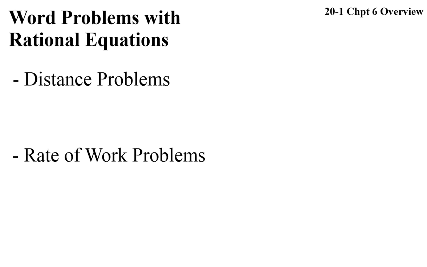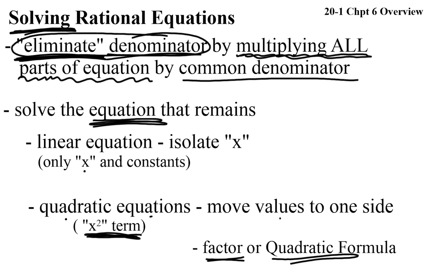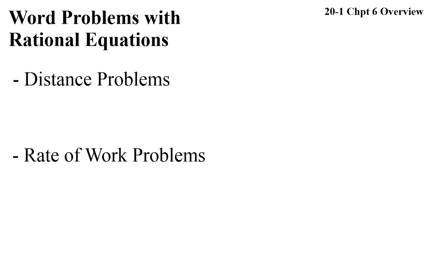So the last bit that we talked about was the word problems with rational equations. Solving is going to be what we just reviewed, solving rational equations. That's what the word problem is going to lead to. But we need the rational equation first, and that's why word problems are tricky. We have to set it up. Two particular types of problems you need to be familiar with: distance problems and rate of work problems. Understand how those problems work. There's a video on each of them. Review if you don't understand, but those are the problems you need to be familiar with.